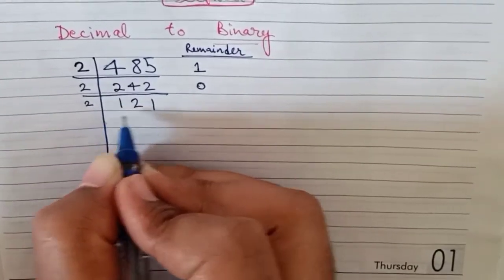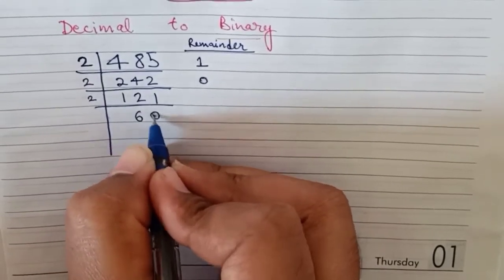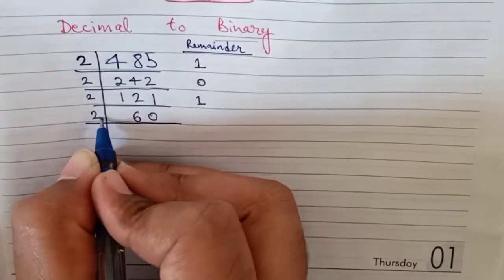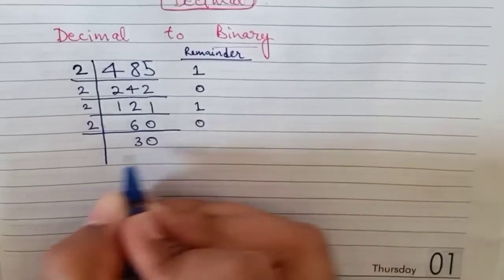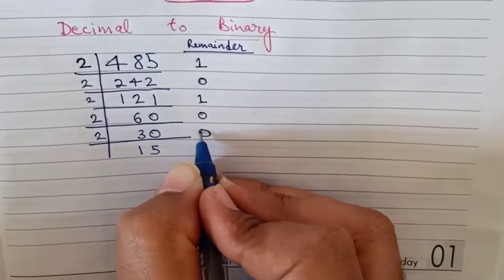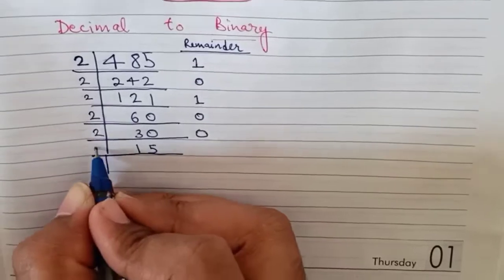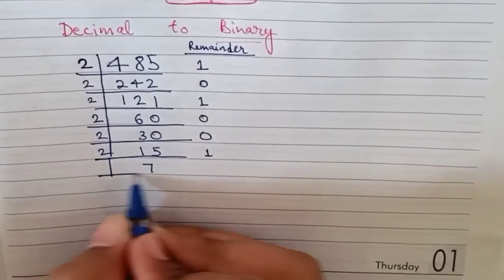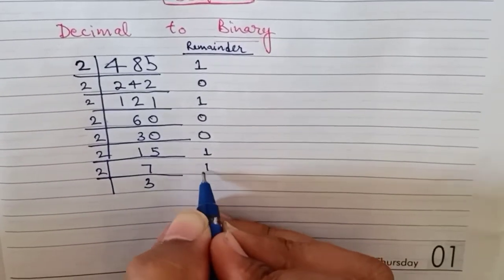Now we will divide it again by 2. We will get 60 and a remainder of 1. We will divide it again by 2. We get 30 and the remainder is 0. Again 15 and 0. Again 7 and 1, and again we will divide it. We will get 3 and here we will get 1 as remainder.